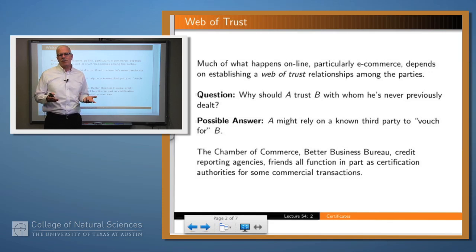You encounter this kind of thing in the real world all the time. I mean, suppose you have a hailstorm and your roof is damaged and the next day a fly-by-night roofer shows up on your doorstep. Well, how do you know that they're a reliable company? Well, maybe you call up the Better Business Bureau or the Chamber of Commerce and say, what do you know about these folks? Or do they have a good reputation? That's the same thing that you want to have happen in a distributed context online.